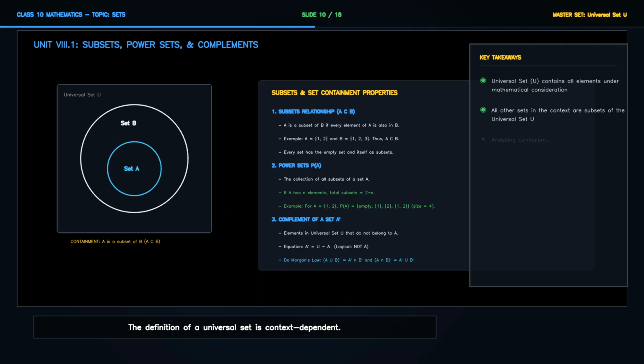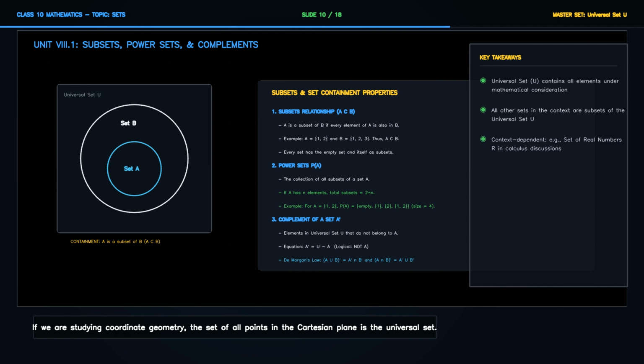For example, when studying the integers, the set of all integers Z serves as our universal set. If we are studying coordinate geometry, the set of all points in the Cartesian plane is the universal set. In a probability experiment involving drawing cards, the deck of 52 cards is the universal set. Establishing U is vital to define set boundaries and complements.